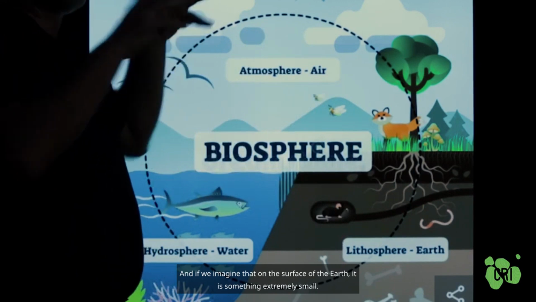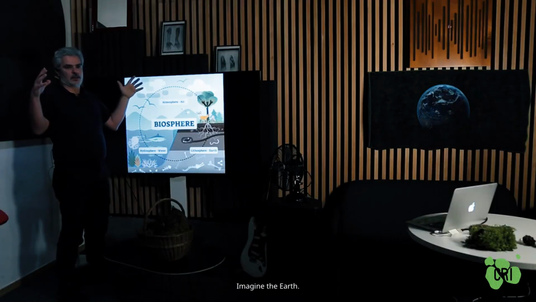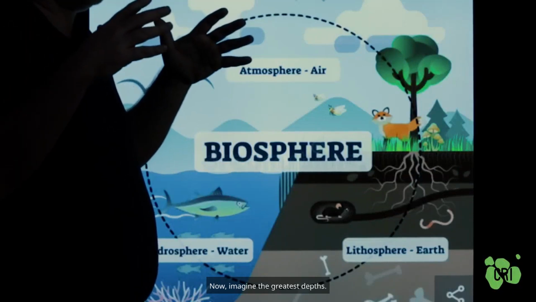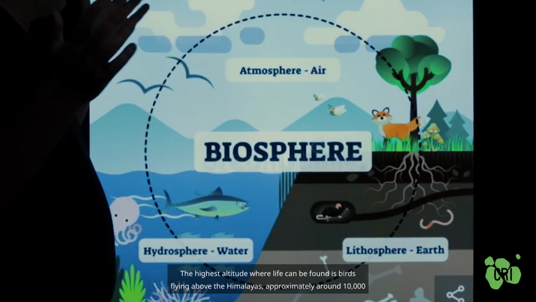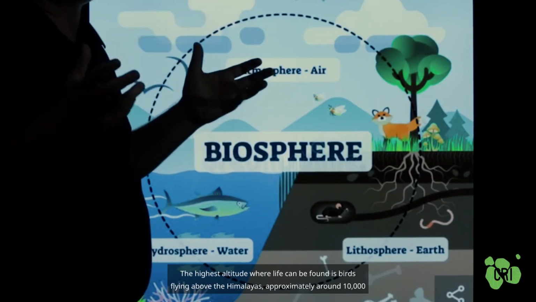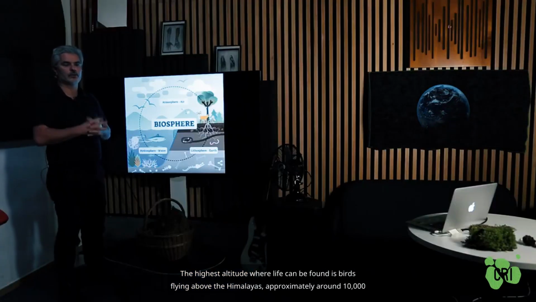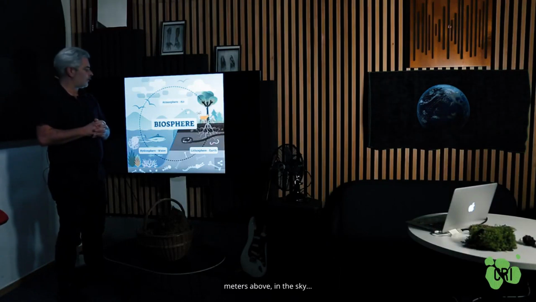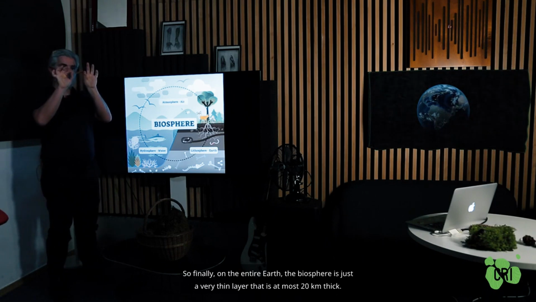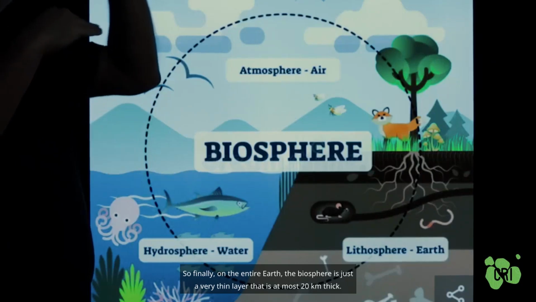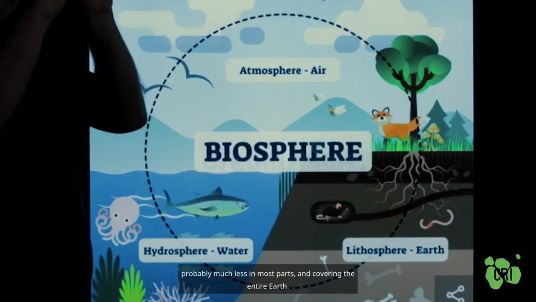And if we imagine that on the surface of the Earth it is something extremely small. Imagine the Earth. Now imagine the greatest depths. It's about 10,000 meters underwater. The highest altitude where life can be found is birds flying above the Himalayas, approximately around 10,000 meters above in the sky. So finally, on the entire Earth, the biosphere is just a very thin layer that is at most 20 kilometers thick, probably much less in most parts and covering the entire Earth.